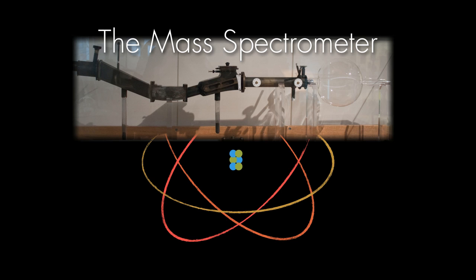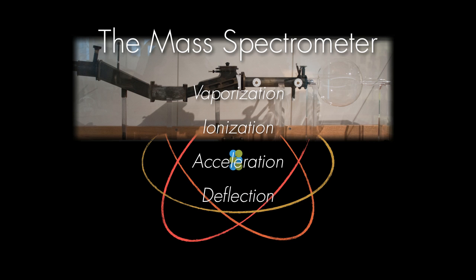This is one of the earliest mass spectrometers. We'll learn more about exactly what they do and what they're used for in a later video. For now, we'll just learn that they work in 5 stages: vaporization, ionization, acceleration, deflection, and detection.